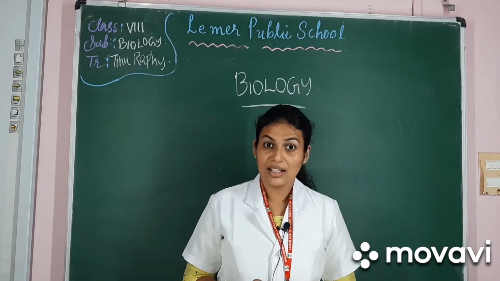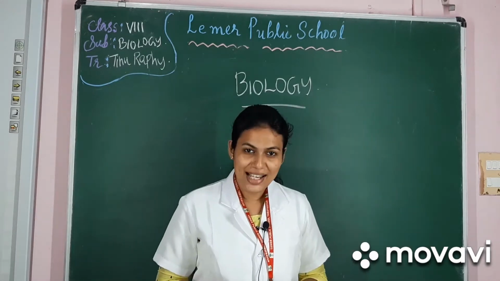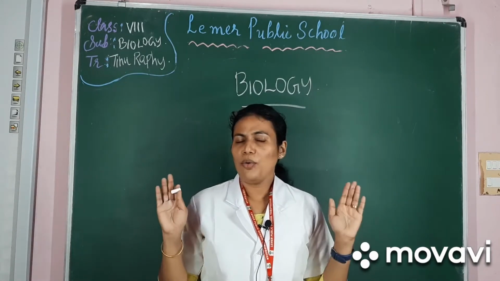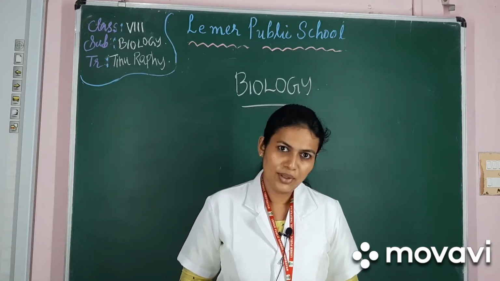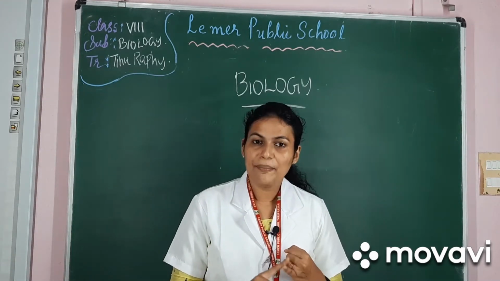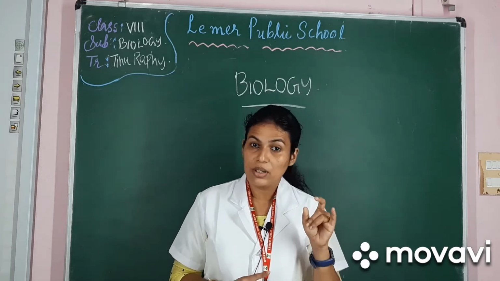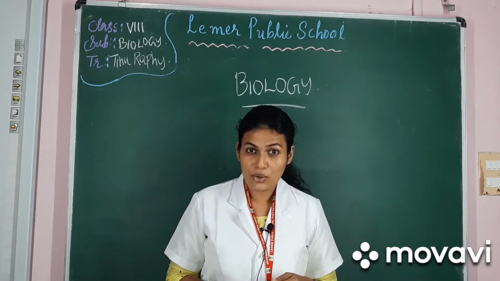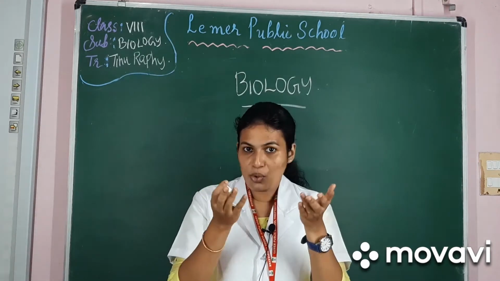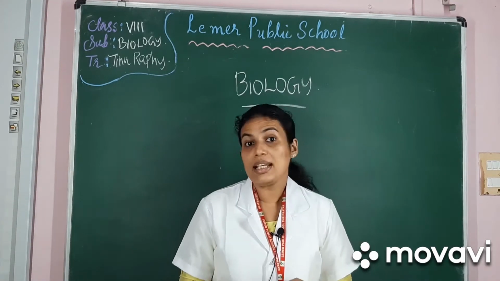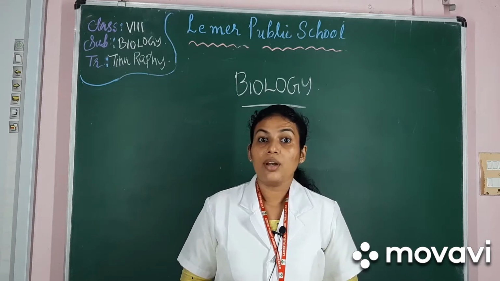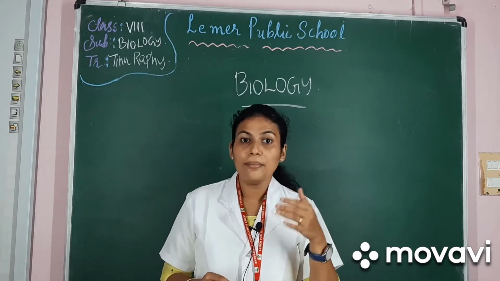Last class we started a new chapter, that is cell structure and function. I hope all of you have watched the video and gone through the textbook. We have learned about a cell and also about the instrument used to observe the cell. It is a microscope. I brought a microscope to your class and also we have learned about different stains used in order to observe the cells under a microscope.